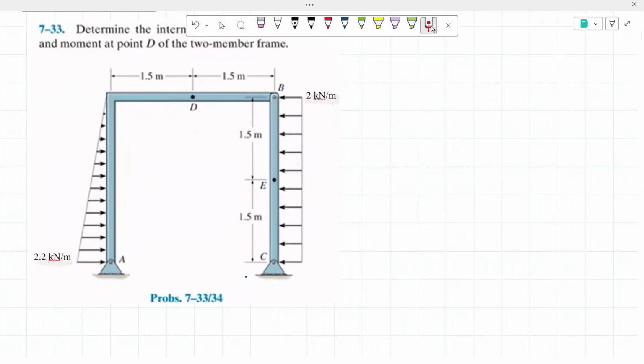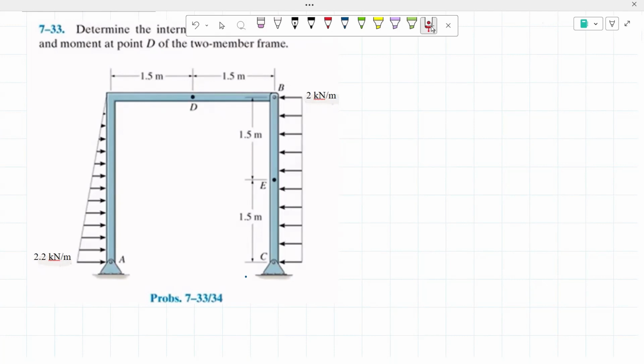As you guys can see, we have our point D right here where we will be doing that cut to determine the internal normal force, shear force, and moment. When we do this cut, we're going to have to choose to work with either the left side or the right side of the frame.